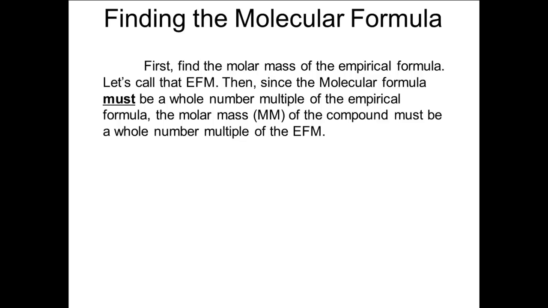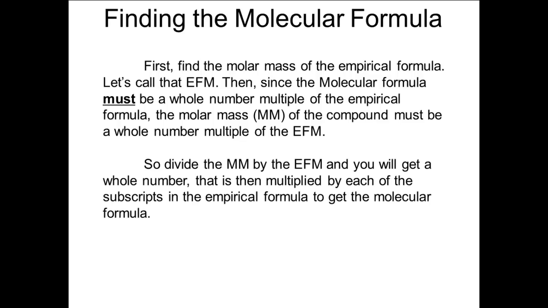Let's call the molar mass of the empirical formula EFM, for empirical formula mass, and the molar mass of the compound MM. To find the whole number to multiply the empirical formula by to produce the molecular formula, simply divide the molar mass of the compound by the molar mass of the empirical formula. The result must be very close to a whole number. Then multiply the subscripts in the empirical formula by this number to get the molecular formula.